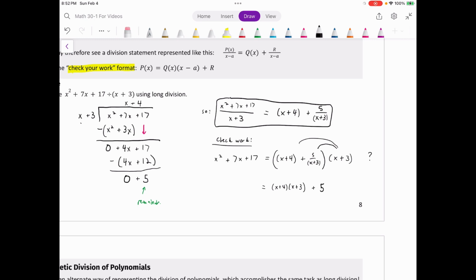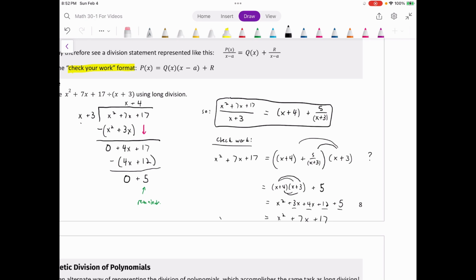Okay, let's see. Doesn't quite look like x squared plus 7x plus 17 yet, but we haven't expanded this out yet. X times x is x squared. X times 3 is 3x. 4 times x is 4x. And 4 times 3 is 12. And then we've got this plus 5 that has been along for the ride. And oh, look at this. 3x plus 4x is 7x. And 12 plus 5 is 17. So it worked.